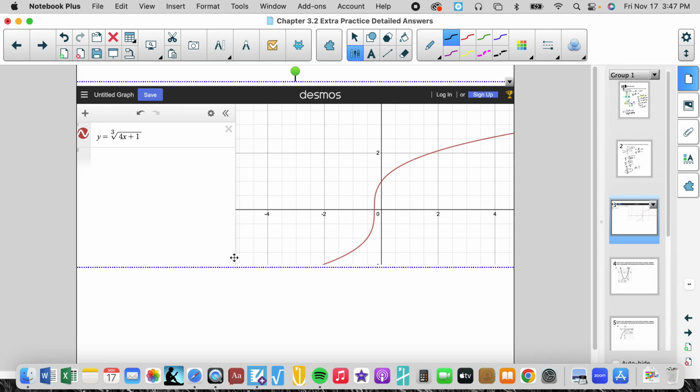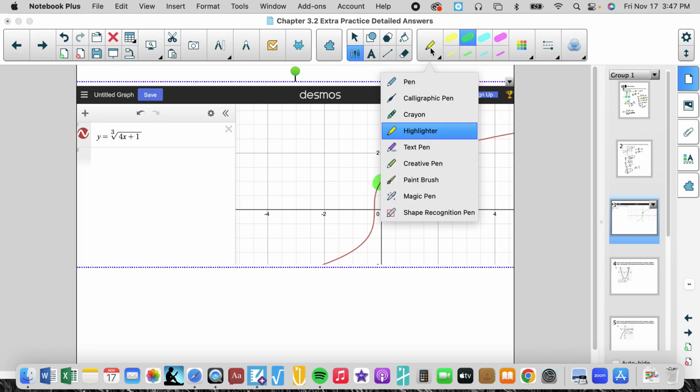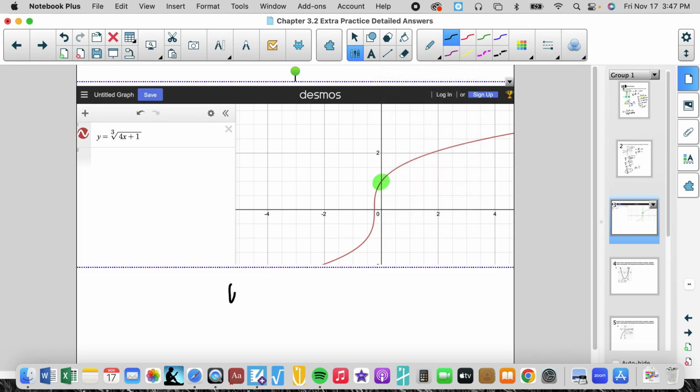There. So if we were going to look for the intercepts, the y-intercept, where it crosses the y-axis, we know specifically that the y-intercept is actually 1. And the x-intercept, where it crosses the x-axis, actually looks like a negative value. That's 1, that's half, so maybe negative 0.25. That seems a little bit more reasonable.